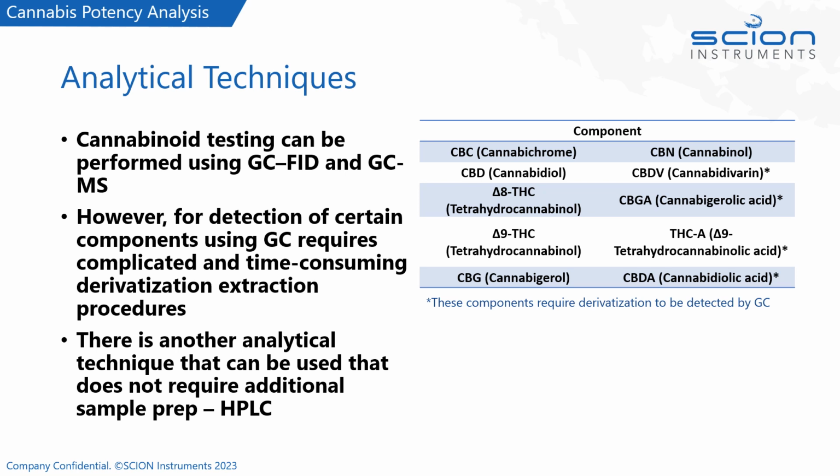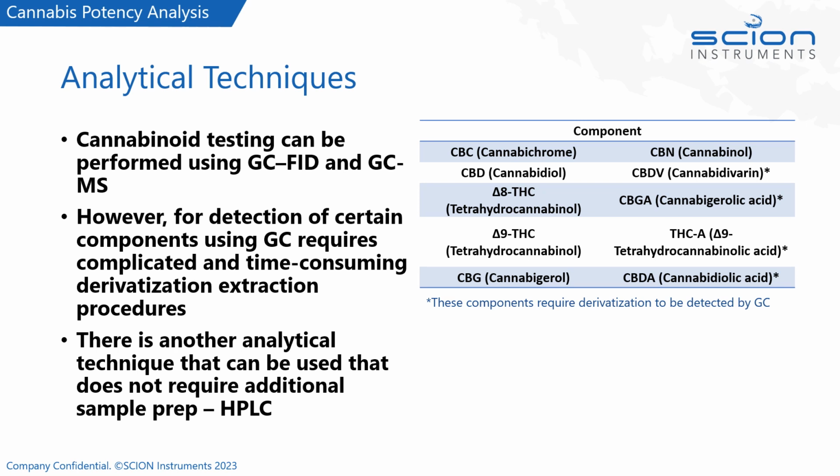Therefore, these compounds can only be measured as their total content, as they cannot be distinguished between their acidic and non-acidic forms. Now, additional sample preparation can be performed by derivatizing these compounds so that they will no longer degrade and can be distinguished from their non-acidic counterparts. However, this can be a very time-consuming process.